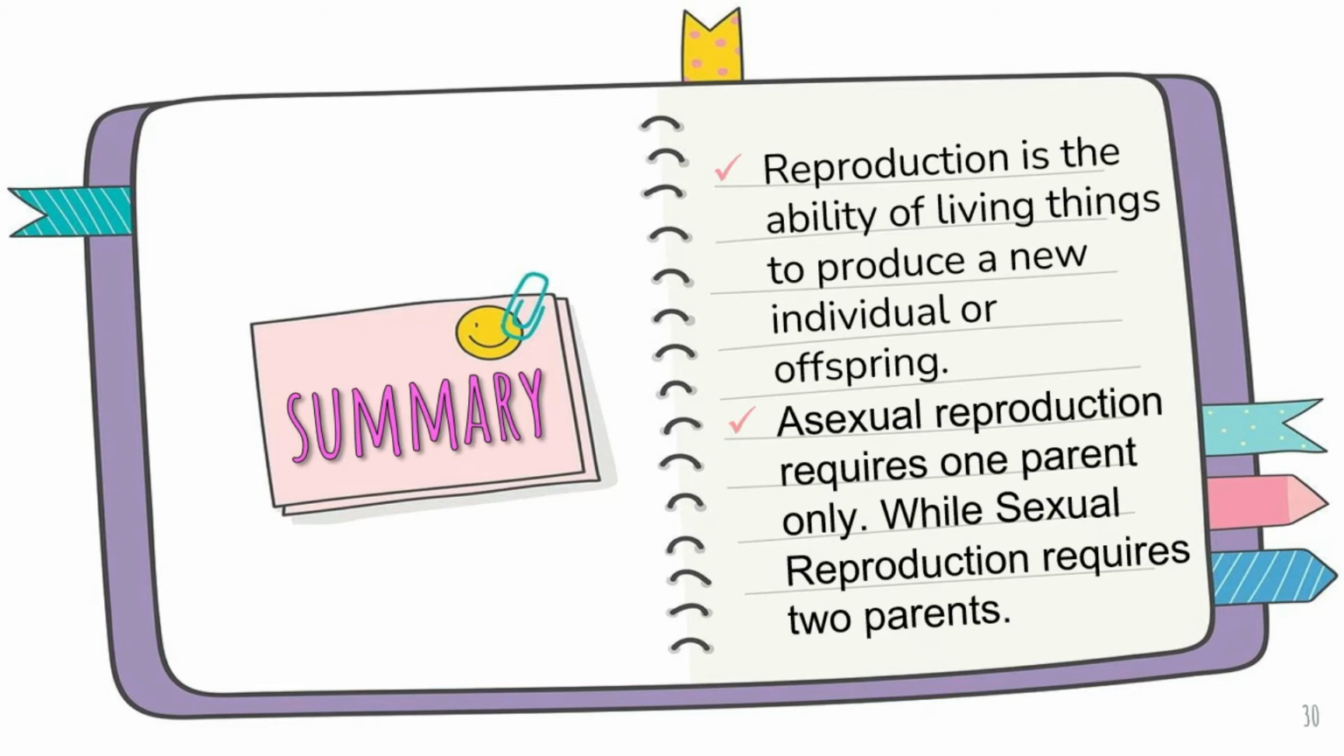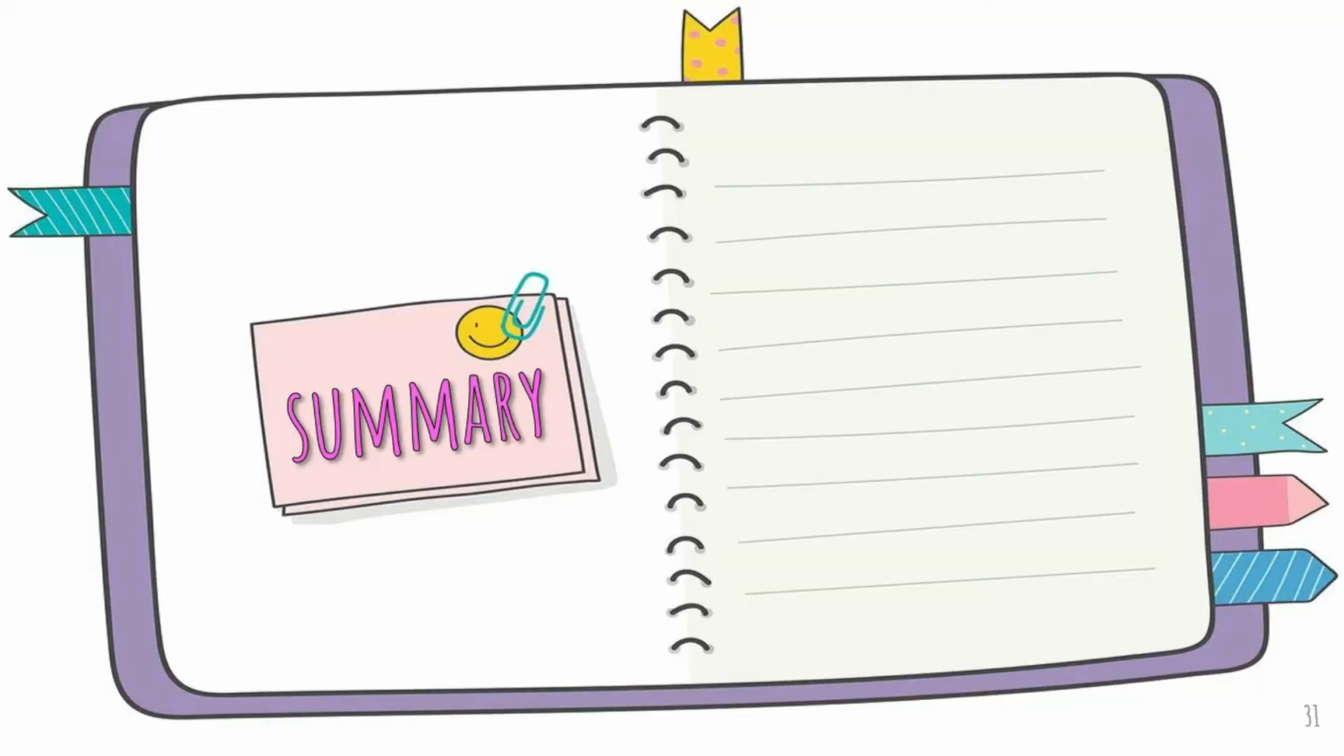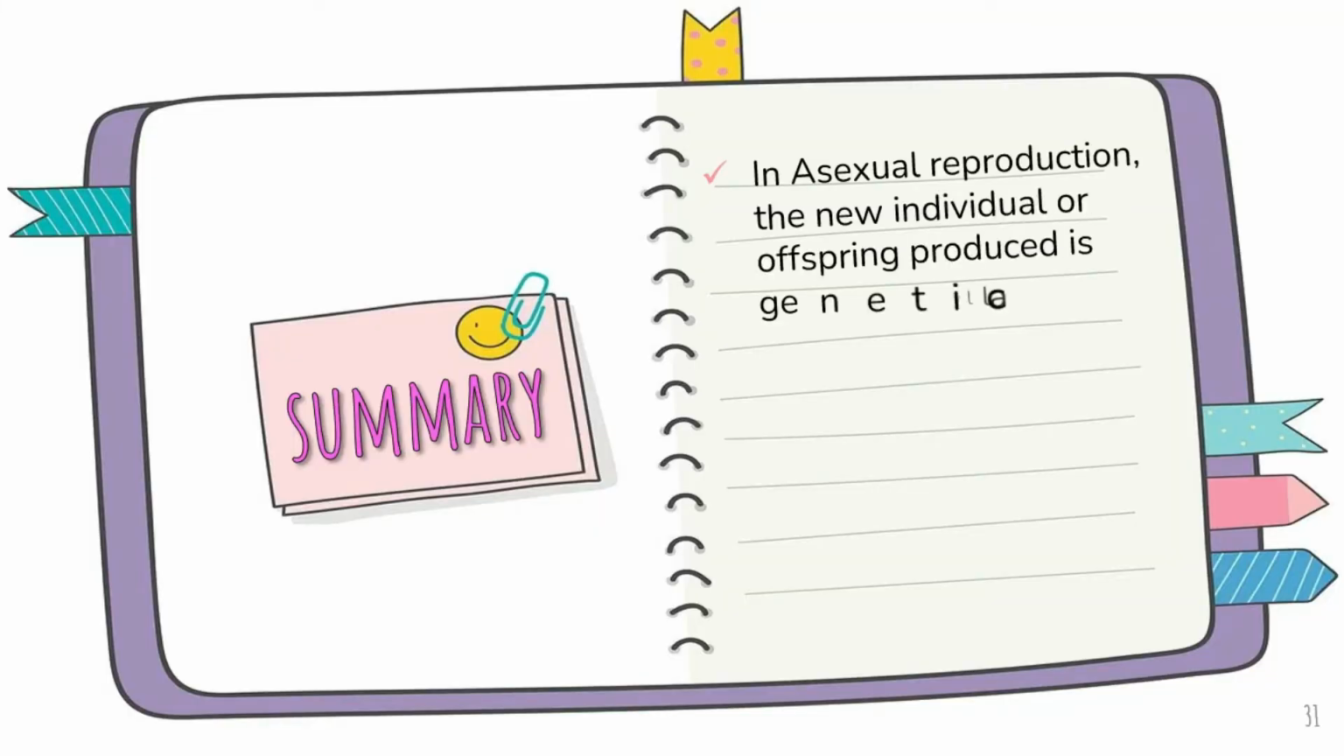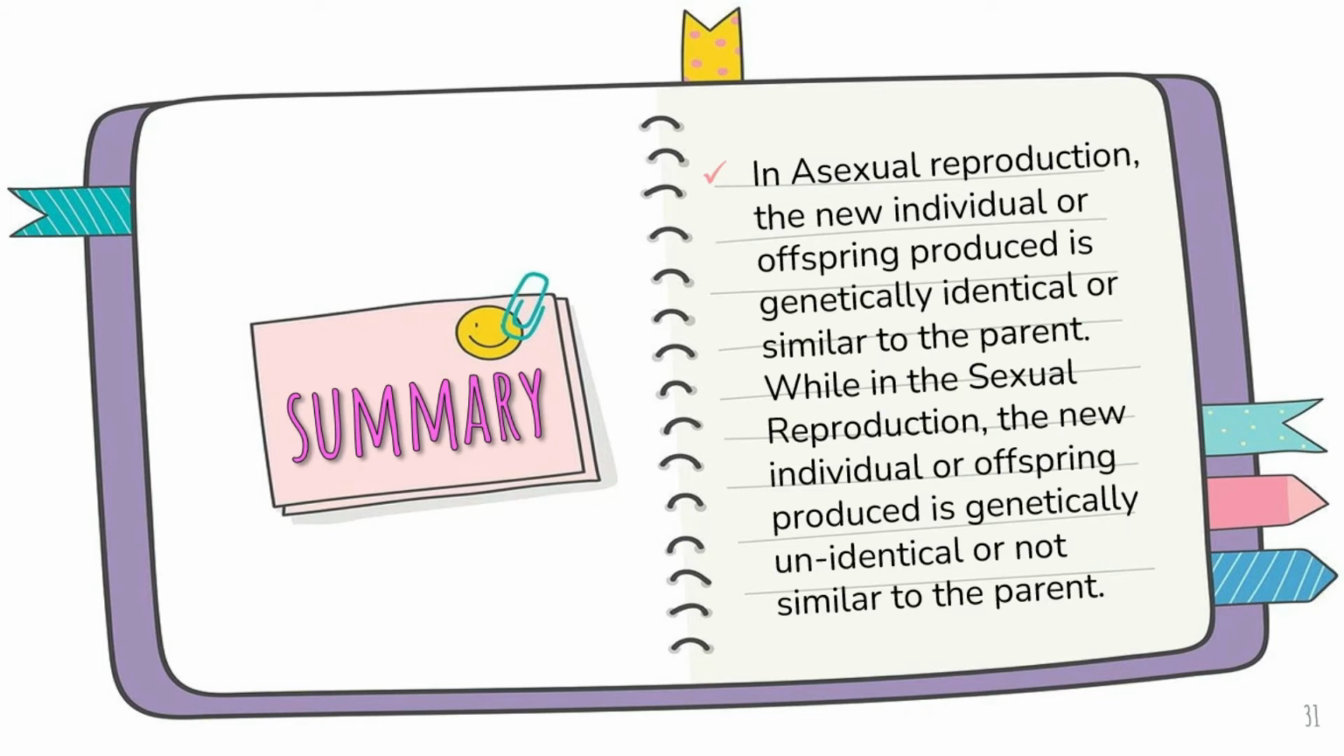Number 1, reproduction is the ability of living things to produce a new individual or offspring. Second, asexual reproduction requires one parent only, while sexual reproduction requires two parents. Number 3, in asexual reproduction, the new individual or offspring produced is genetically identical or similar to the parent. While in sexual reproduction, the new individual or offspring produced is genetically not identical or not similar to the parent.